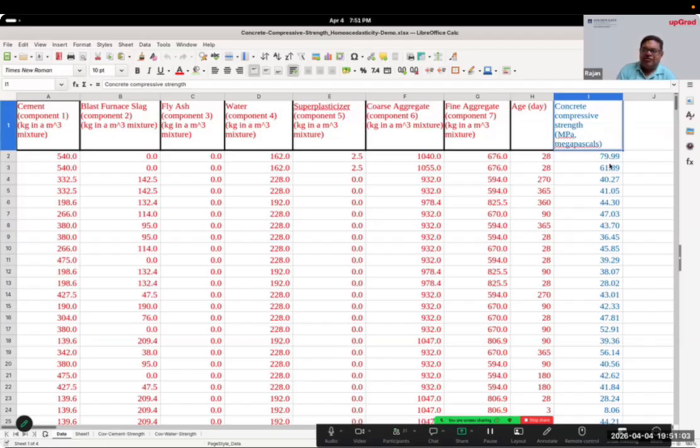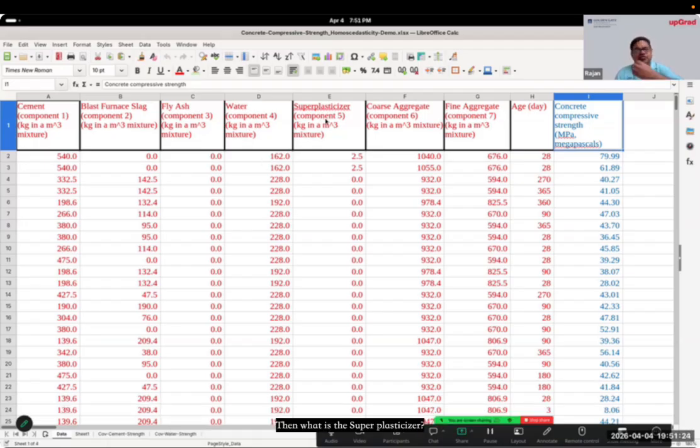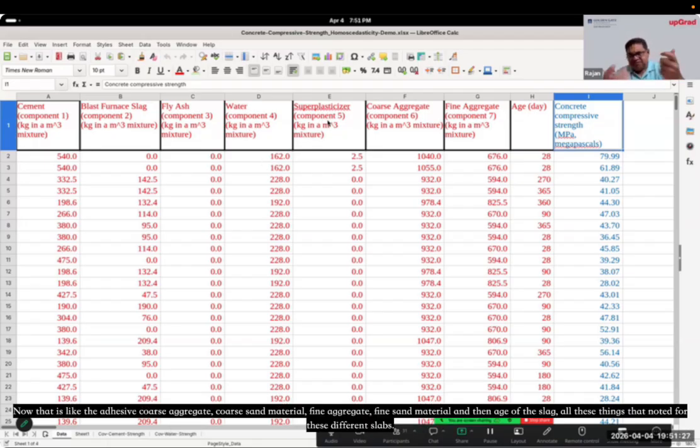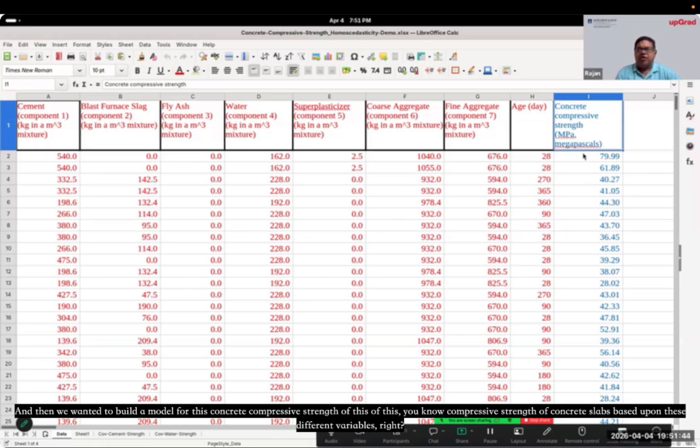Where do we use it in many different situations? To say whether a flight is going to be delayed or not, whether a person has a particular disease or not, whether a student will pass this course or not, whether a tumor is malignant or benign, whether an email is spam or not, whether a stock moves up or down. For each of the concrete slabs they have these parameters: the density of cement, how much cement was used, how much furnace slag, how much fly ash, the water content, the superplasticizer, the coarse aggregate, the fine aggregate or sand material, and the age of the slab. All these things were noted for these different slabs. Real life has many such possibilities, and we wanted to build a model for these different things.